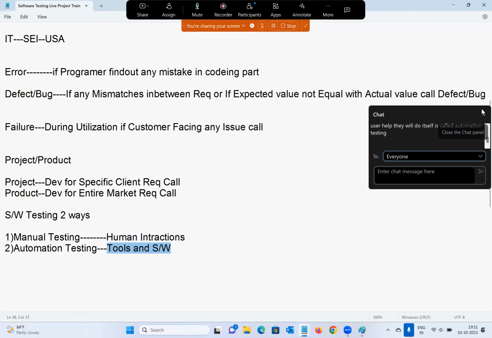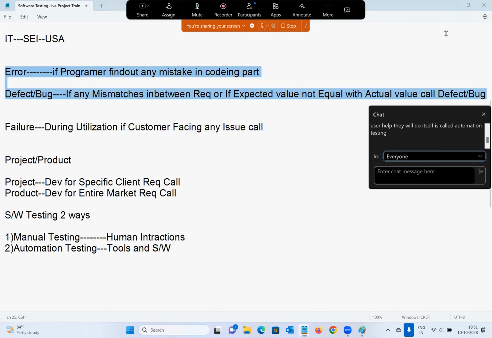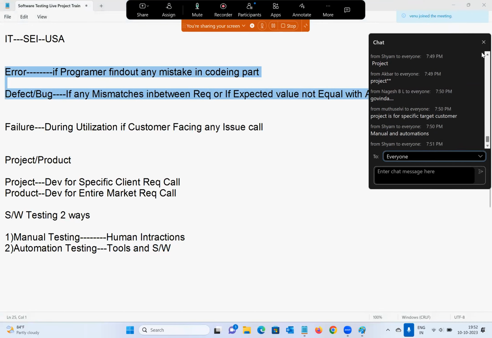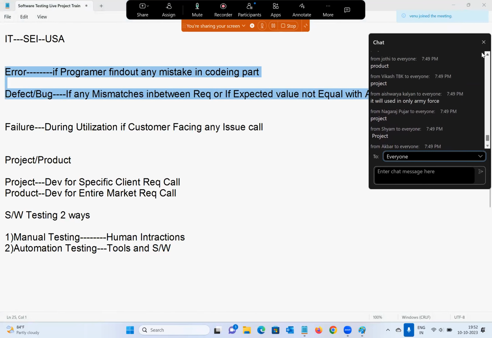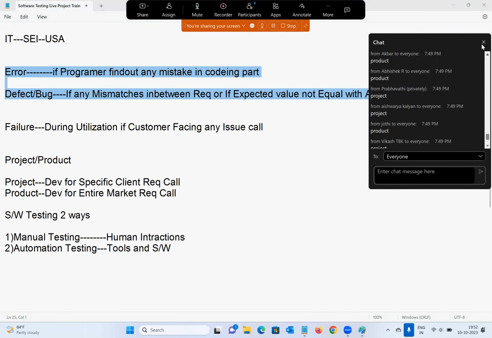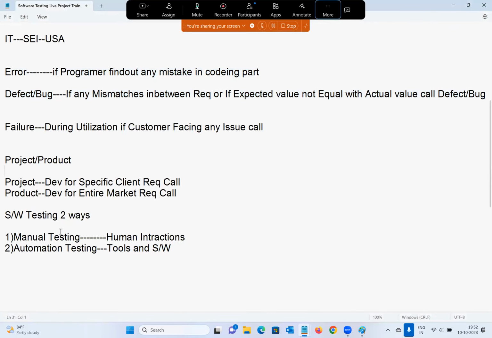Everyone, software testing has two ways: one is manual testing and the second one is automation testing. But any project should start with manual, then we can go to automation. Without manual, you are not able to go to automation. Of course, nowadays automation is very important to get a job.